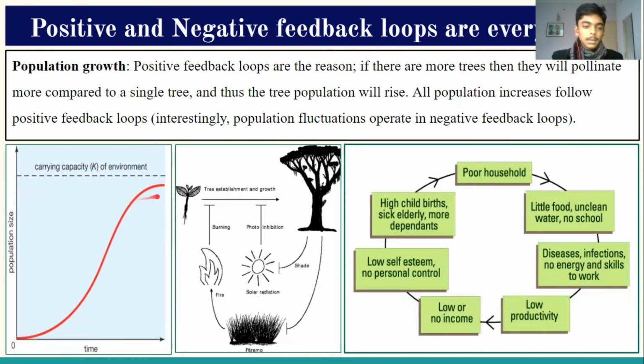If the tree population reaches this point, which is above the carrying capacity, that means the tree populations are out of hand, out of control. They need to be reduced. So that reducing measure is the negative feedback loop, which causes the tree populations to reduce again, and the cycle repeats. Okay, that's another ecological example.